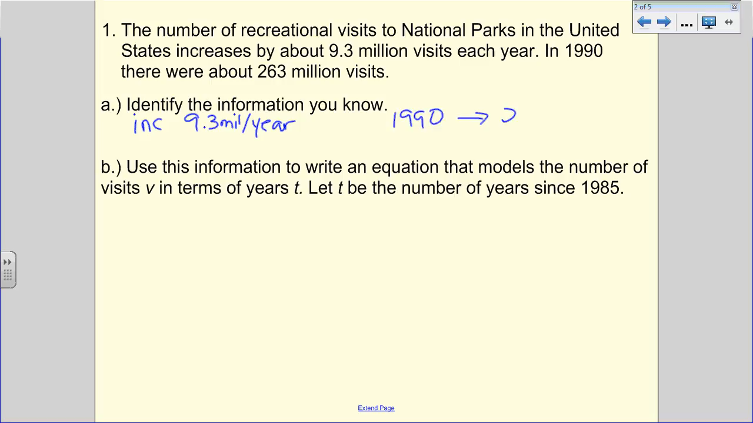there were 263 million. I had one question at one point, I think it was on the worksheet you guys had on Friday. Do I need to add all the zeros for millions? No, you don't, as long as both of these values are in millions. All right?